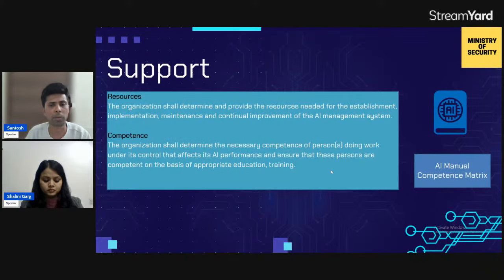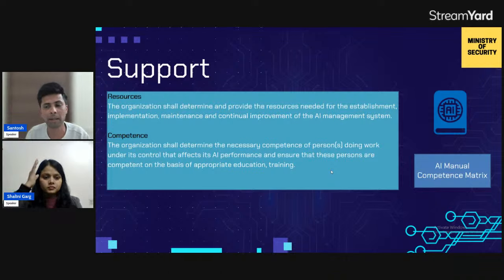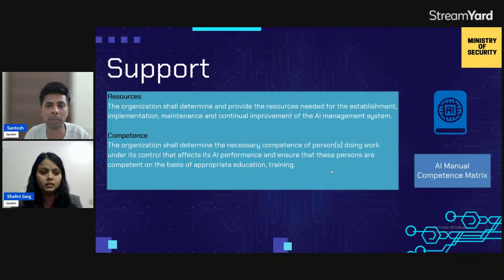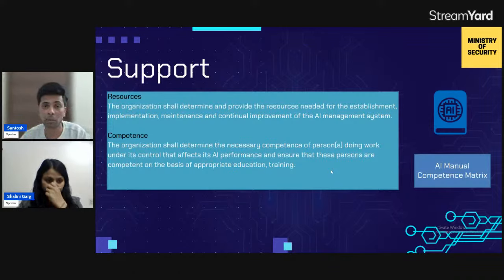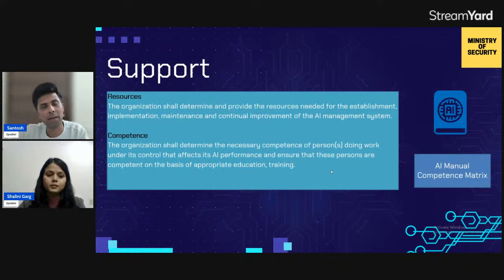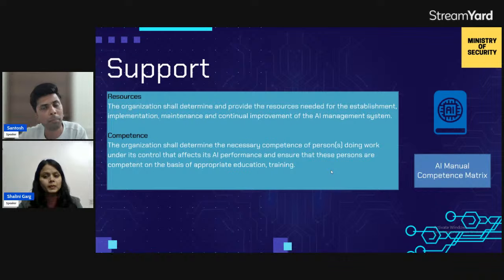The next is support. We are arriving at the last of the clauses. To support this management system, you need to provide the resources with the right set of competence. You can document the requirements in your competency matrix. A competence matrix is nothing but the roles involved in your artificial intelligence management system, the skill set required to fulfill those roles, and whether we have the right people with the same skill set. Any gaps will lead to a competency gap, which will feed into your training calendar. So the flow is like this.